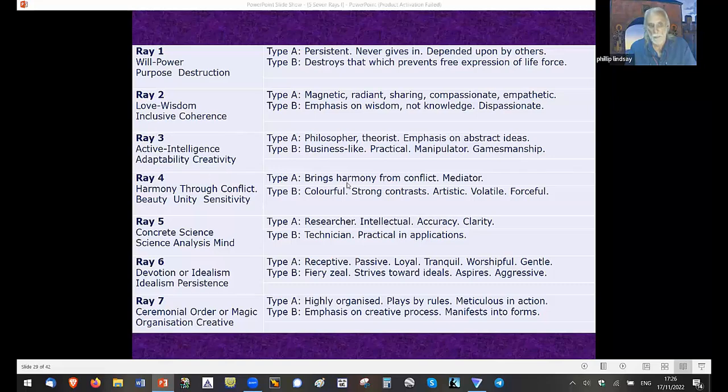Ray 4, type A, brings harmony from conflict, is the mediator. There you have Mercury, the mediator. Type B, colorful, strong contrast, artistic, volatile, forceful. The lead singer of a rock and roll band. There you have your 4th ray, type B.